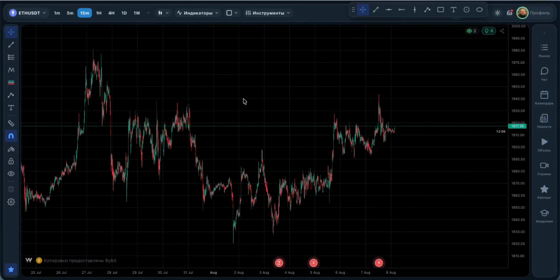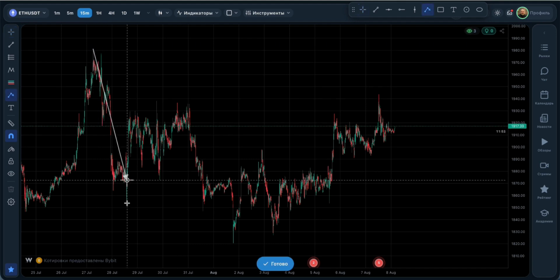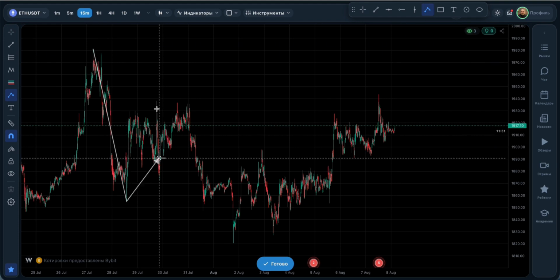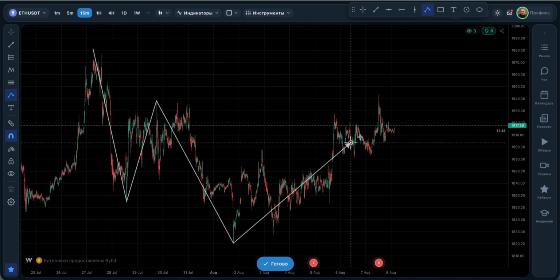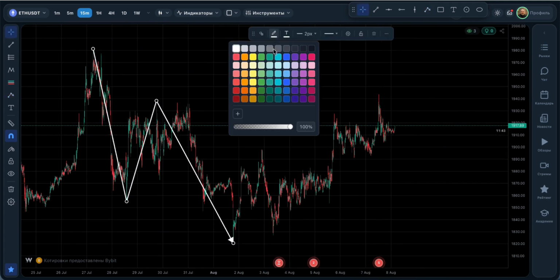Ethereum, August 8th, a day off, Saturday. So we've built, or rather scaled the chart in such a way that we can see two trend movements. The previous one, the larger one in terms of size and height. Now look, like this. There it is. We're building it with snapping enabled. So the previous larger one and the current smaller one.